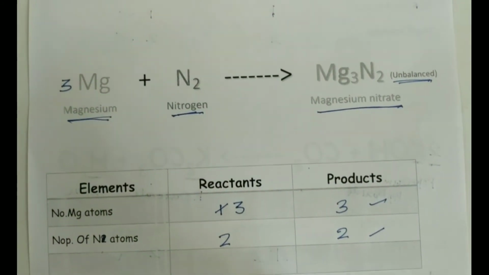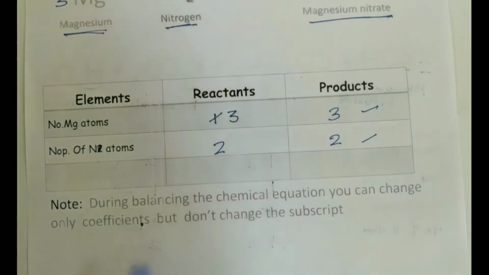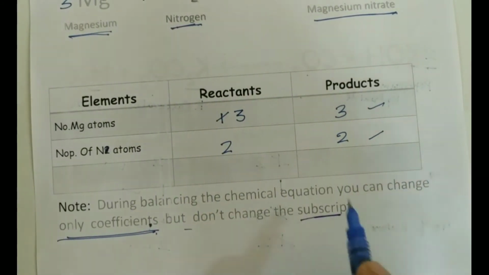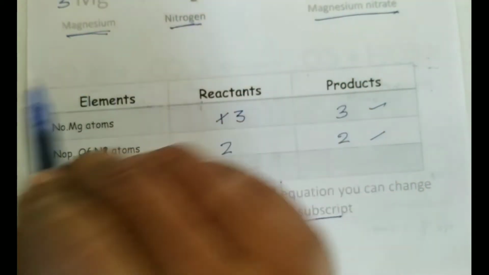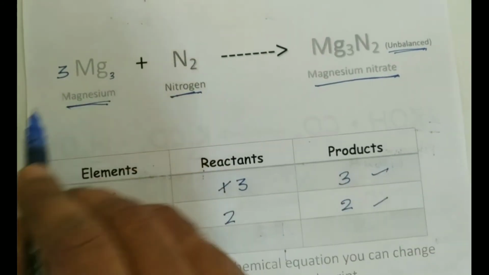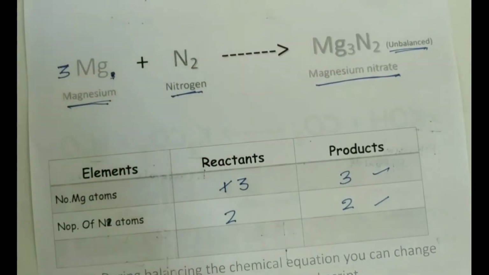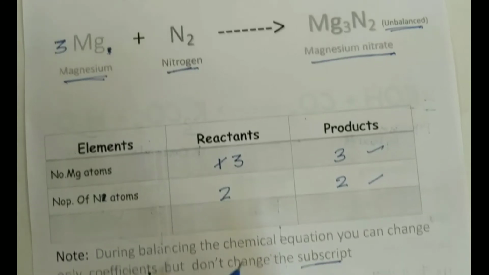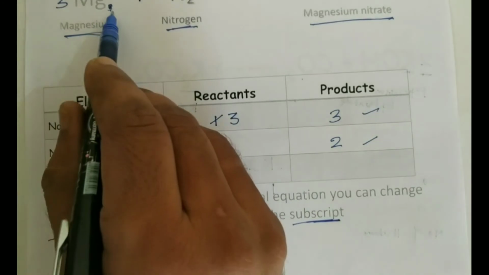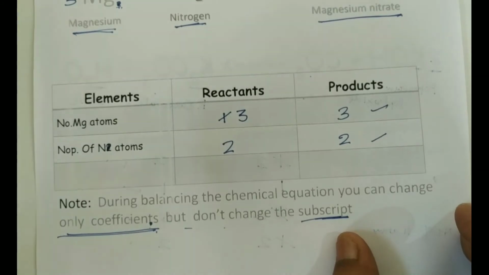And I already mentioned in the last video that during balancing of chemical equations, you can change only the coefficient but do not change the subscript. Instead of multiplying the magnesium atom by 3, don't write 3 here to balance it. This is totally wrong. So that's why there is a rule: during balancing of chemical equations you can change only the coefficient but not the subscript. These are subscripts. Okay, so don't touch the subscript. Is that clear? Okay, fine.